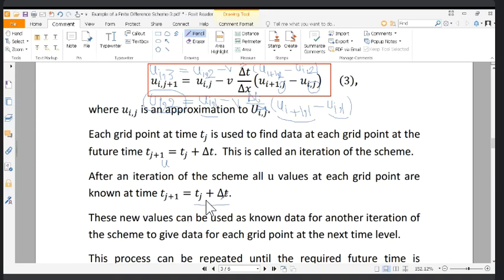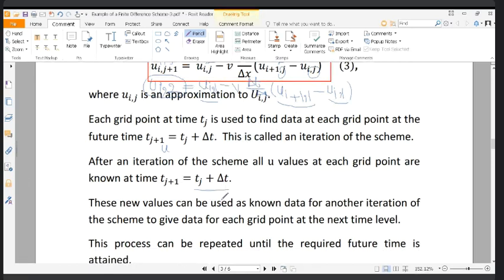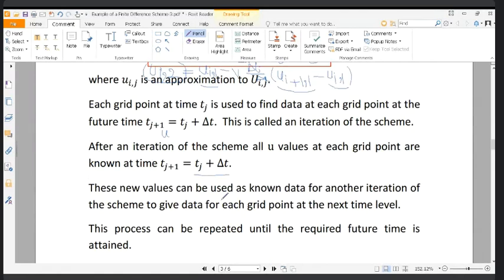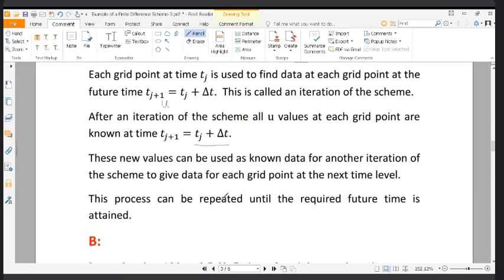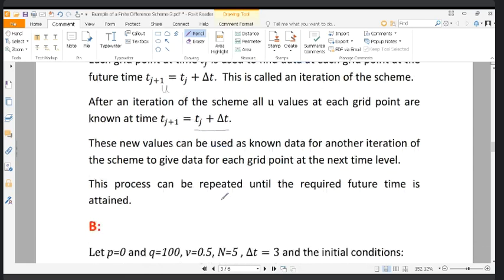The new value can be used as known data. When we reach t_j+1 and compute the numerical solution at this time level, the value of u at this time level is known. We have the known data at this time level, and we can continue the iteration and go to the next time level and compute the value of u. The process can be repeated until the required time. When we reach the required time, we can stop. Okay, we go to part B.